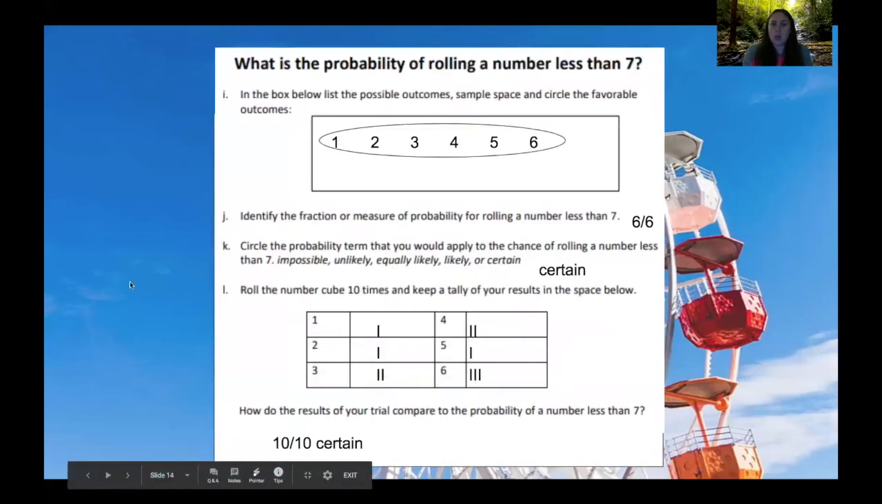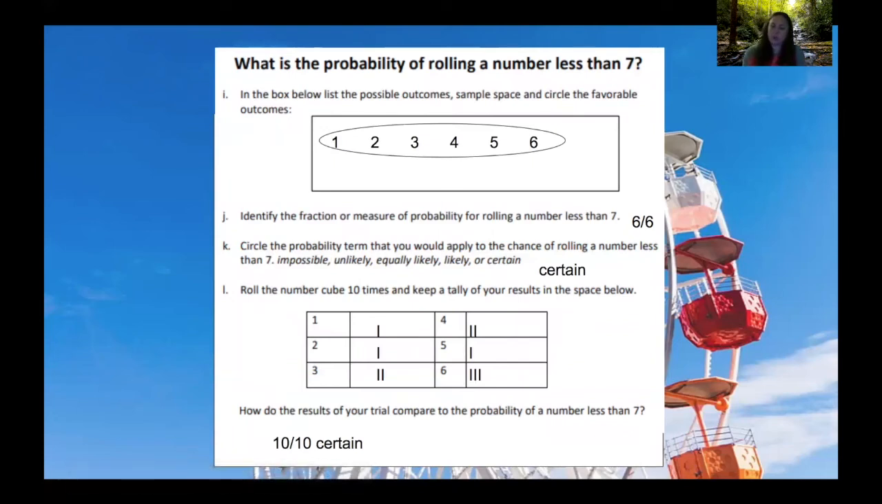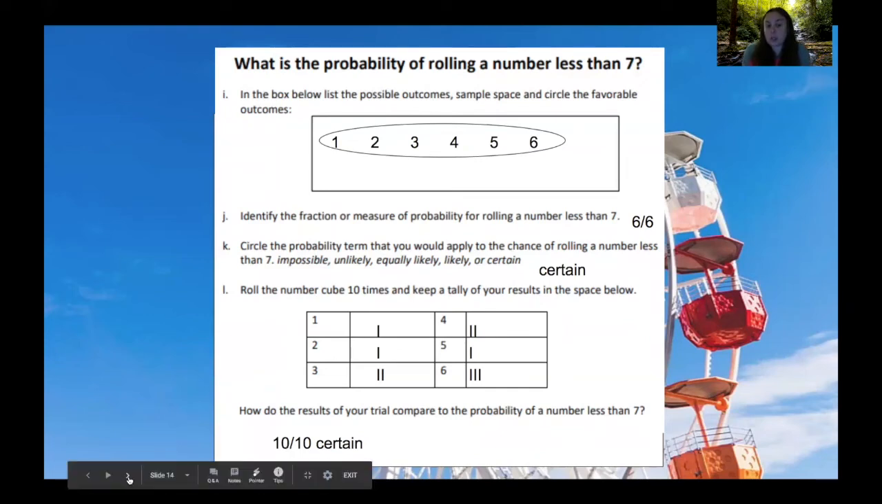All right, and then numbers less than 7. So 1, 2, 3, 4, 5, 6. All of those are less than 7. So 6 out of 6. So it is certain that I'll be rolling a number that is less than 7. So here is my chart of what I rolled, and 10 out of 10 of my rolls were less than 7, because there are no numbers larger than 7 on my dice.